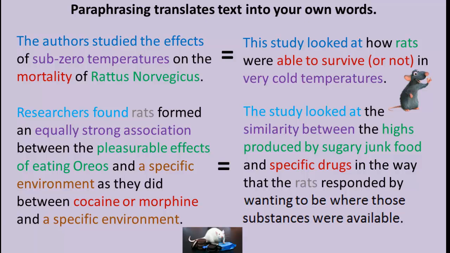They found that the drugs and the Oreos made them both want to be there. So they wanted to be where those things were. Didn't matter if it was drugs, didn't matter if it was junk food, the rats liked them both. You've got to take the original in its actual intent, and you've got to translate it into something that sounds more like you. Let's see something that's a little easier than those two blocks of text.